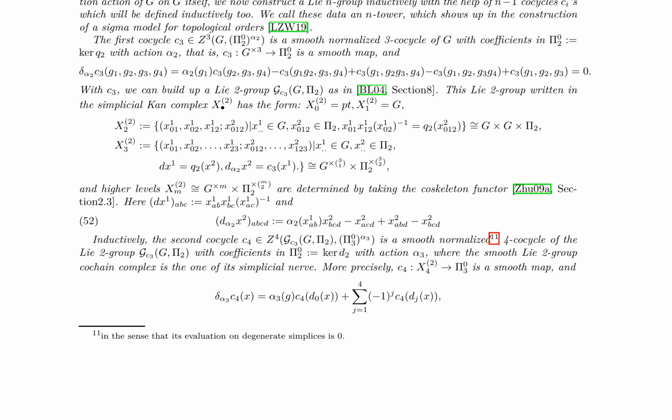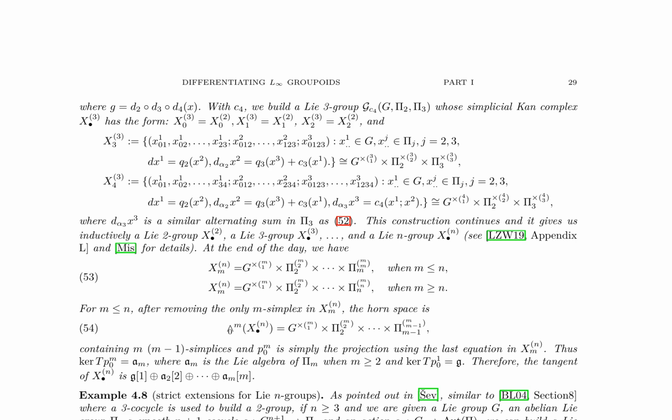The paper builds up a Lie 2-group G_C(G, π), as in BL04, section 8, which is written in the simplicial Kan complex X_2 bullet. The construction of Lie n-groups and their properties, particularly focusing on their tangent objects, is a crucial aspect of higher categorical structures. It begins with the definition of a Lie 3-group and its associated simplicial Kan complex. The discussion then delves into the construction of Lie n-groups inductively, culminating in the definition of a Lie n-group as a product of a group with its associated abelian groups.